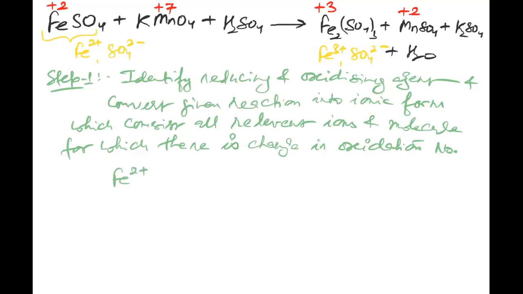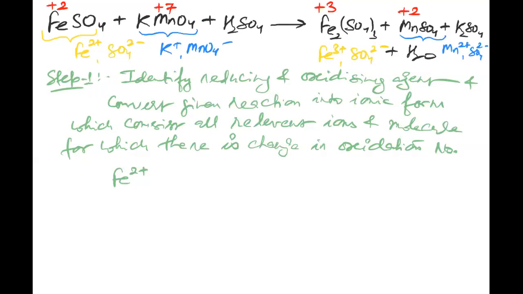Similarly, KMnO4 can ionize to give K+ and permanganate ion. And MnSO4 will give Mn2+ and sulfate ion. Again, there is no change in oxidation number of any atom present in the sulfate ion, but we have a change in oxidation number for manganese.